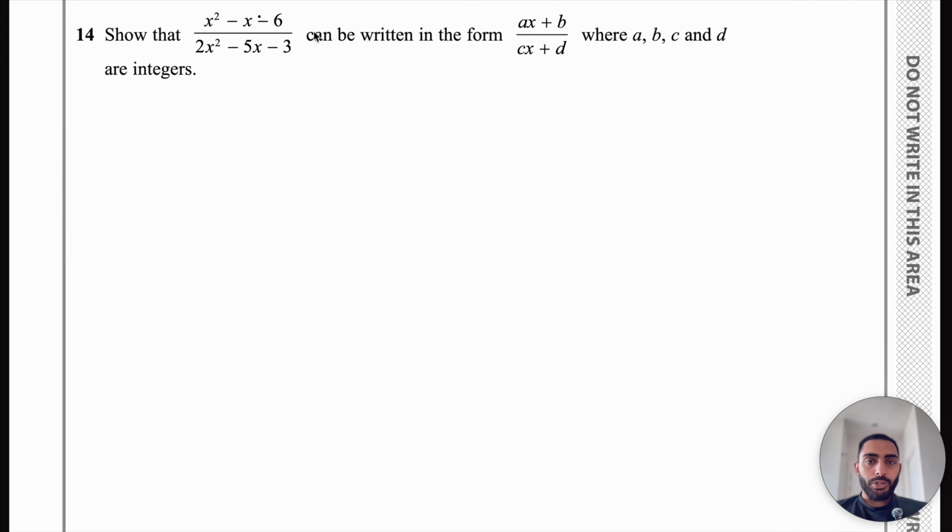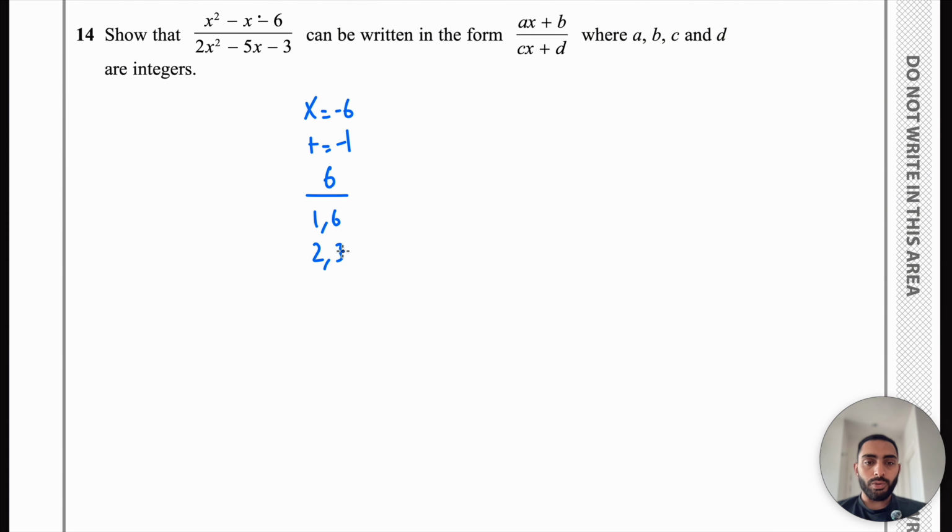I'll factorize this numerator first, so I'm looking for two numbers that multiply to make negative 6, this number on the end, and they add to make negative 1, the coefficient of this x. Let's write out the factors of 6 to help us. So factors of 6 are 1 and 6 and 2 and 3. But they're multiplying to make a negative, and they're adding to make a negative 1. So that means one of them will be a negative.